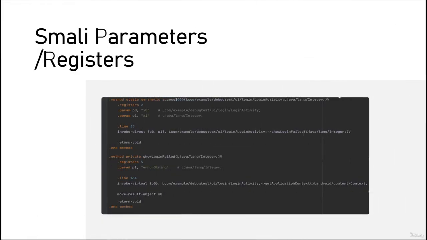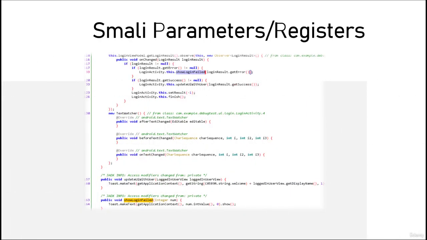In the following slide, you can see the call to the showLoginFailed function. You can notice that it sends 2 parameters, P0 and P1. P0 holds the object reference, in our case the reference to the class that showLoginFailed is a member of, and P1 holds the real function argument. Looking at the corresponding Java code shows that showLoginFailed indeed gets only one parameter.